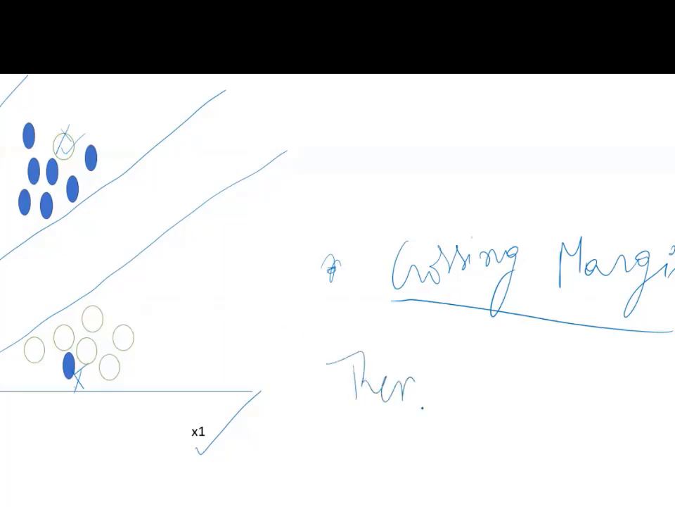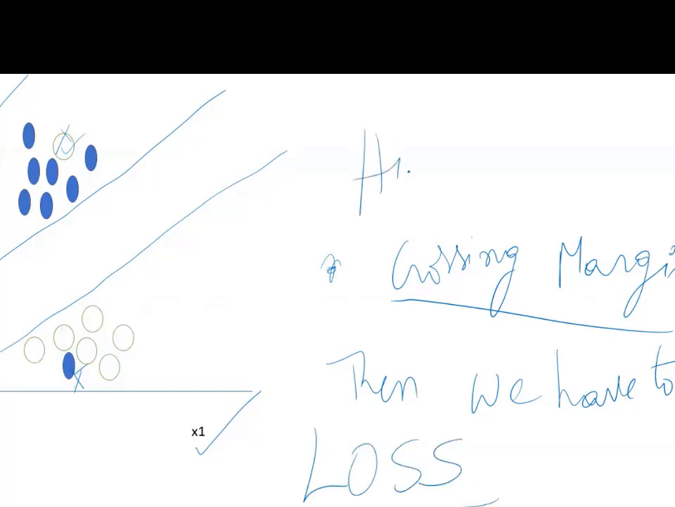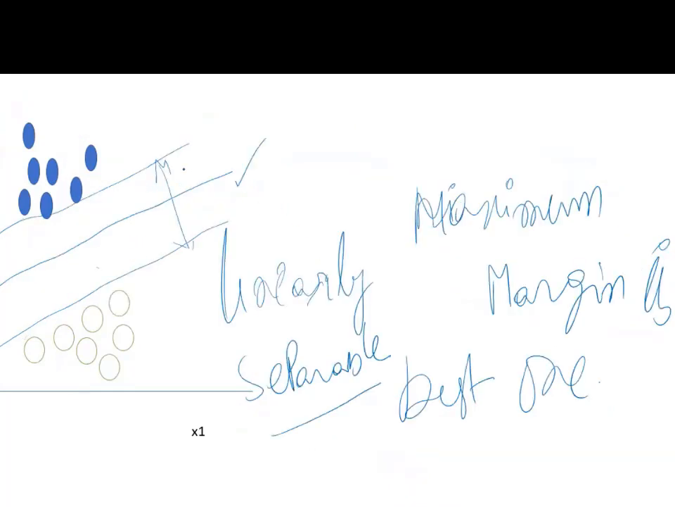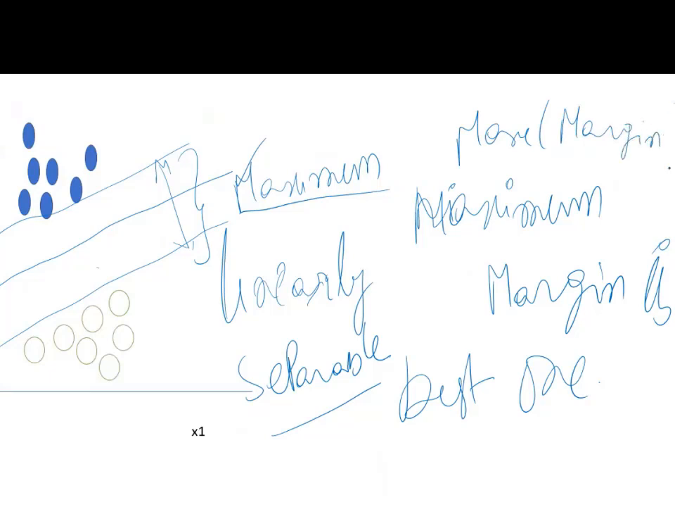Then what to do? Then we have to calculate what is called loss. This is also called hinge loss. Before going to hinge loss, let me tell you, we have taken this as maximum, right? In other words, maximum of margin. In other words, can we say just min of 1 by margin?